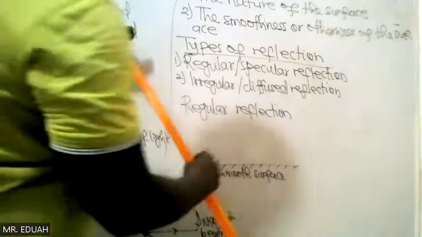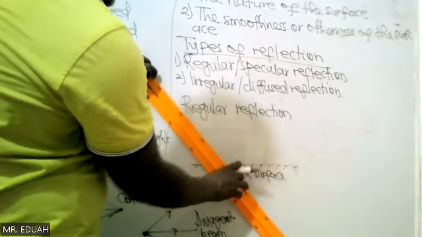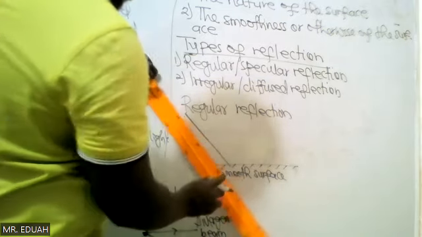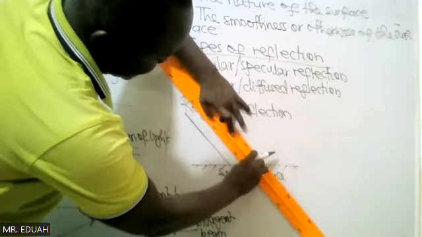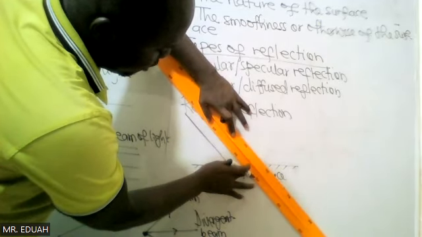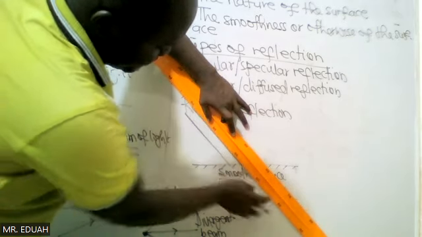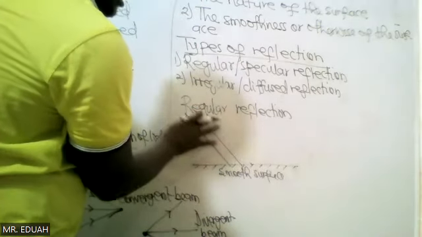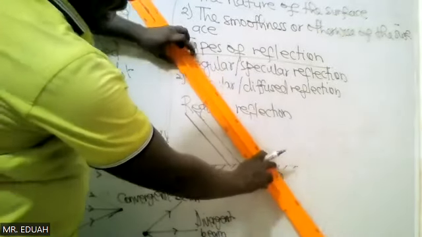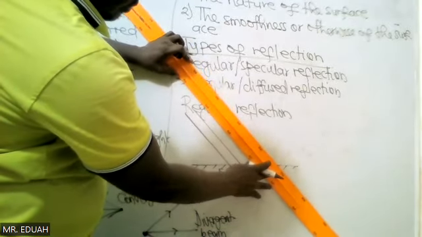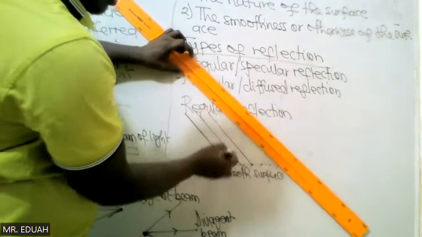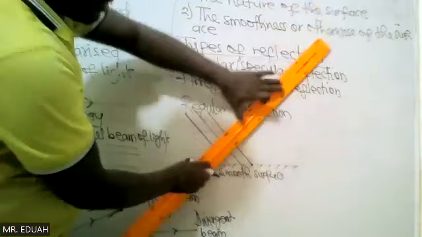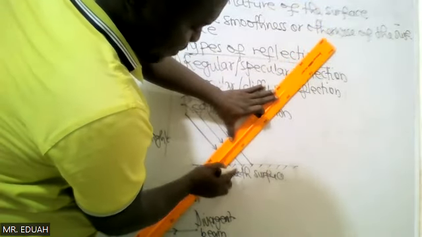So what happens is that here, light is incident in an orderly, regular pattern. So light is incident orderly, regularly, or specularly. And it is also reflected orderly, regularly, or specularly. So incident light or beam is orderly, and its reflection is also orderly.